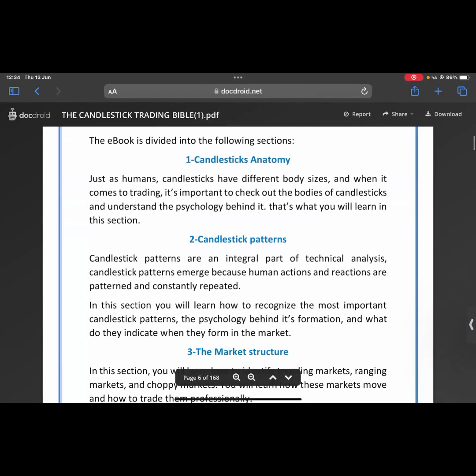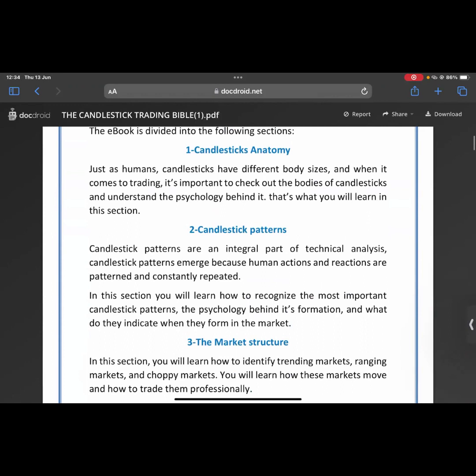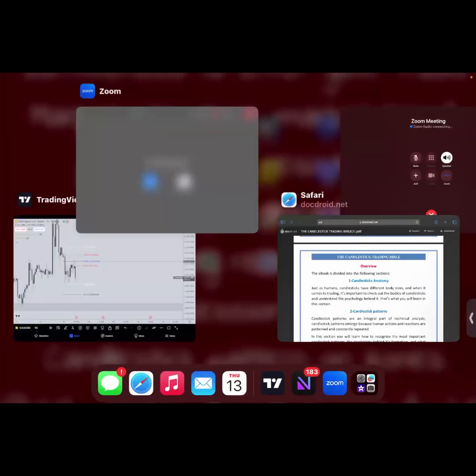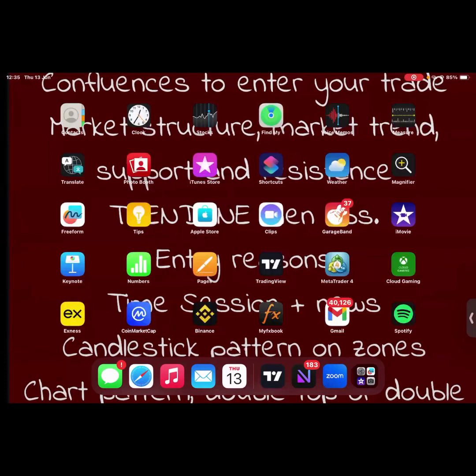First, we'll look at candlestick anatomy, how a candlestick forms. Then we'll look at the different candlestick patterns. And there are a few things to note down when trading candlesticks. You don't just use candlesticks alone for your trading analysis. You have to add your candlestick to other confluences. So the anatomy of candlesticks is just how a candlestick is formed.